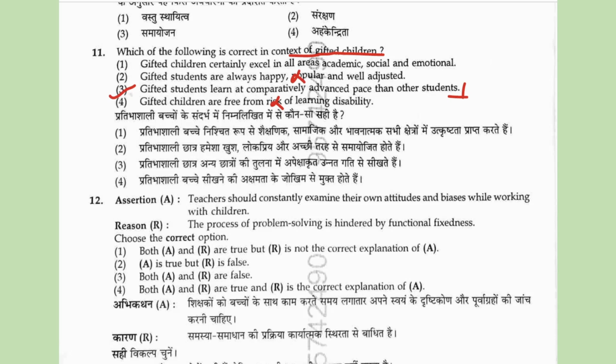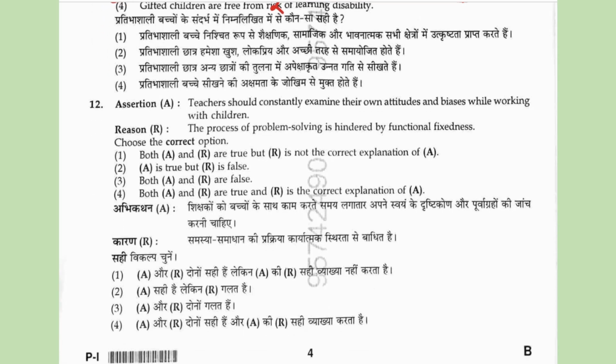So a lot of autistic children are gifted children. And they excel at all areas of academic and social and emotional. This may not be true. So I'm going to go with option 3, that is, they learn at comparatively advanced pace than other students. So learning is basically happening.